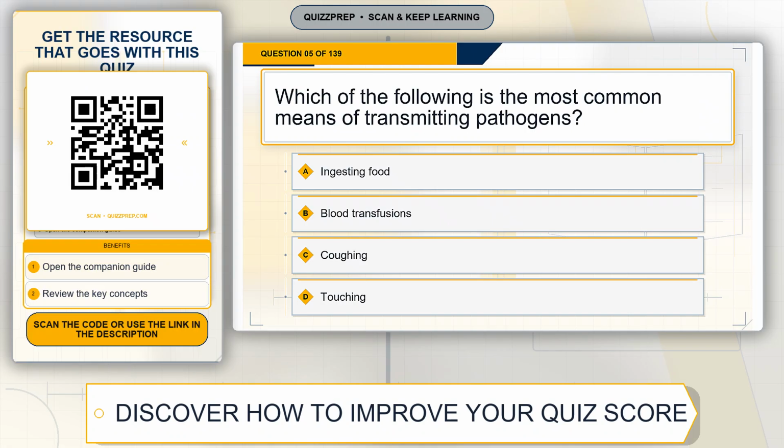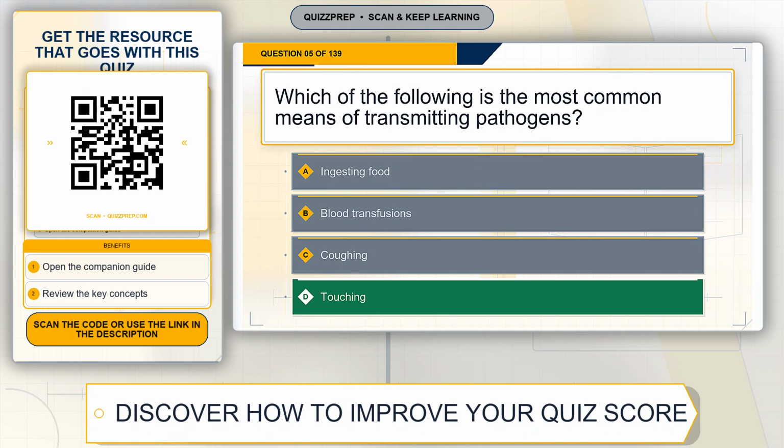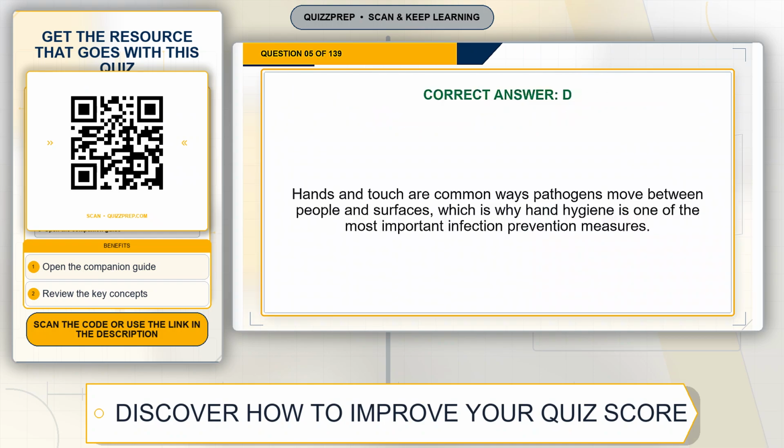Question 5. Which of the following is the most common means of transmitting pathogens? Option A, ingesting food. Option B, blood transfusions. Option C, coughing. Option D, touching. The correct answer is option D, touching. Explanation. Hands and touch are common ways pathogens move between people and surfaces, which is why hand hygiene is one of the most important infection prevention measures.